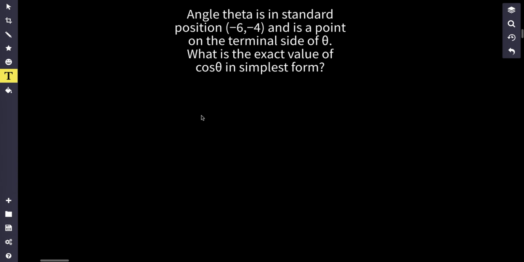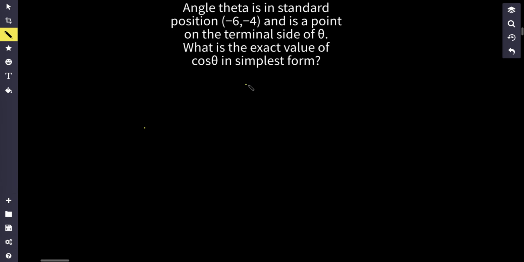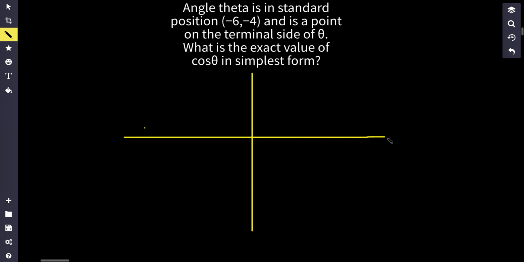Okay, angle theta is in standard position and is a point on the terminal side of theta. What is the exact value of cosine of theta in simplest form? So standard position, all this means is that it's sort of like what you've been doing with the unit circle.